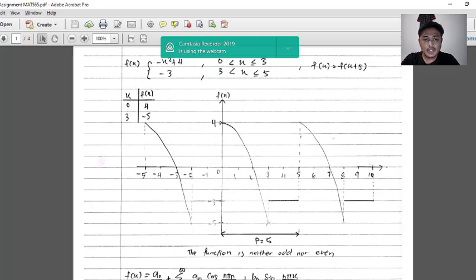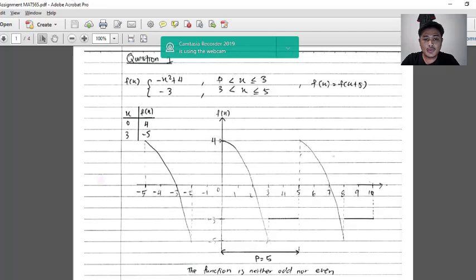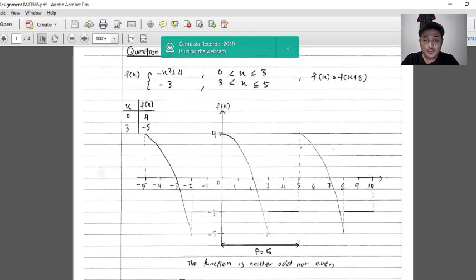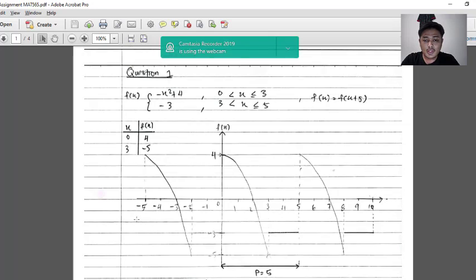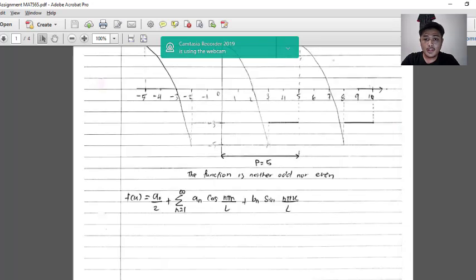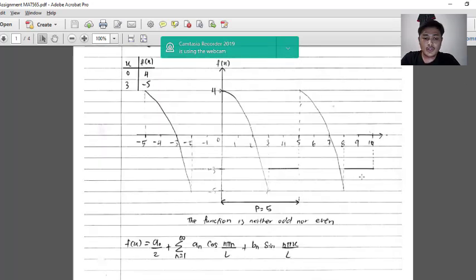Then the second one, this line is between 0 and 3. For the second one is -3, which is between 3 and 5, which is constant -3. So for this question the limit is -5 until 10. So we need to repeat the same graph at the left side and at the right side. Then based on the shape of this graph, we know this function is neither odd nor even.